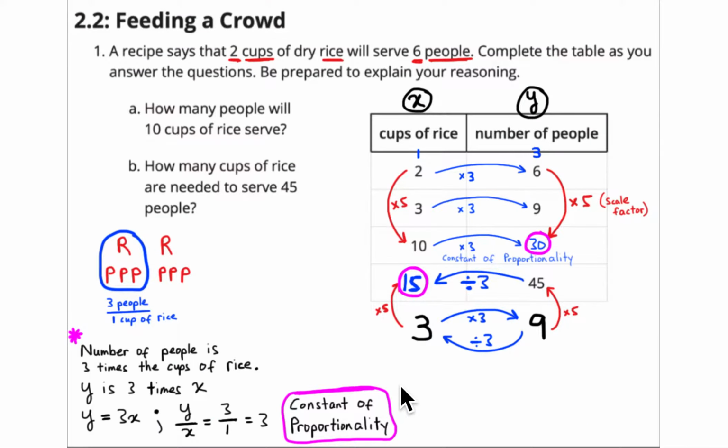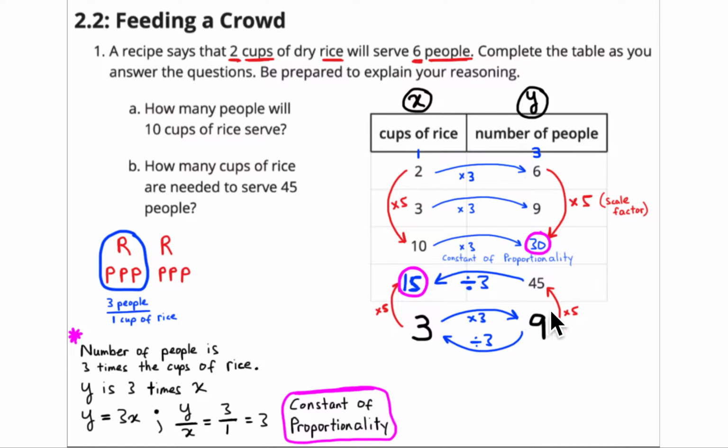And the second activity is more on comparing scale factor with constant of proportionality. In this case, a scale factor is times 5 to get to 30. I moved the 3 and the 9 down here so you can see that 9 times 5 is 45, 3 times 5 is 15. But on the other hand, you can use the constant of proportionality once again. So 2 times 3 is 6, 3 times 3 is 9, 10 times 3 is 30.